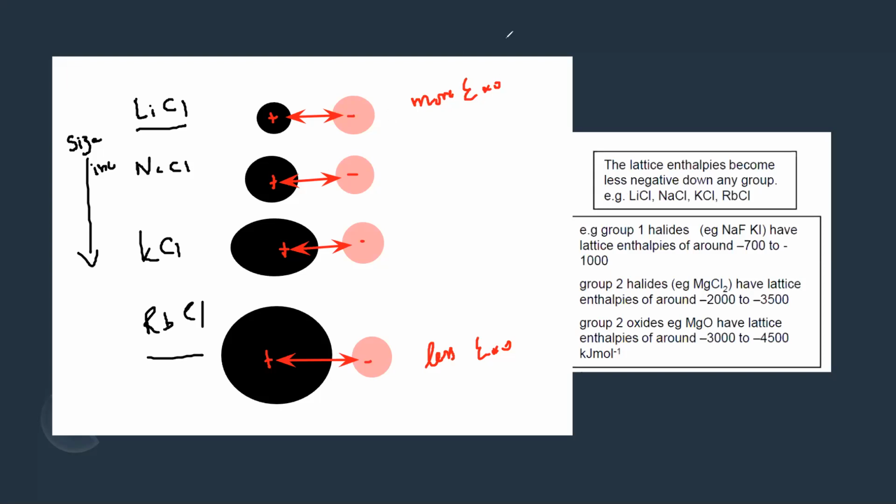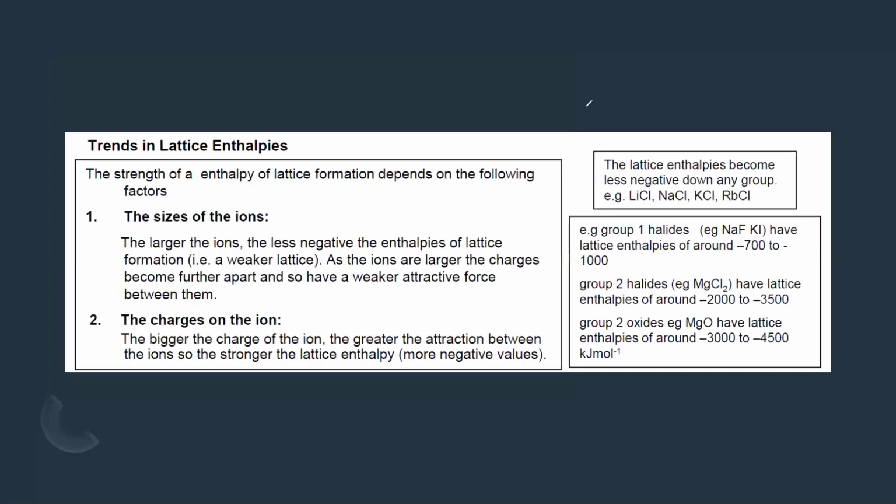And generally, the range of the lattice energy, for example for group 1 halides, like potassium fluoride, sodium fluoride, potassium iodide, is in the order of about -700 to -1000. Group 2 halides have about -200 to -3500. And group 2 oxides are in the order of -300 to -4500 kilojoule per mole.